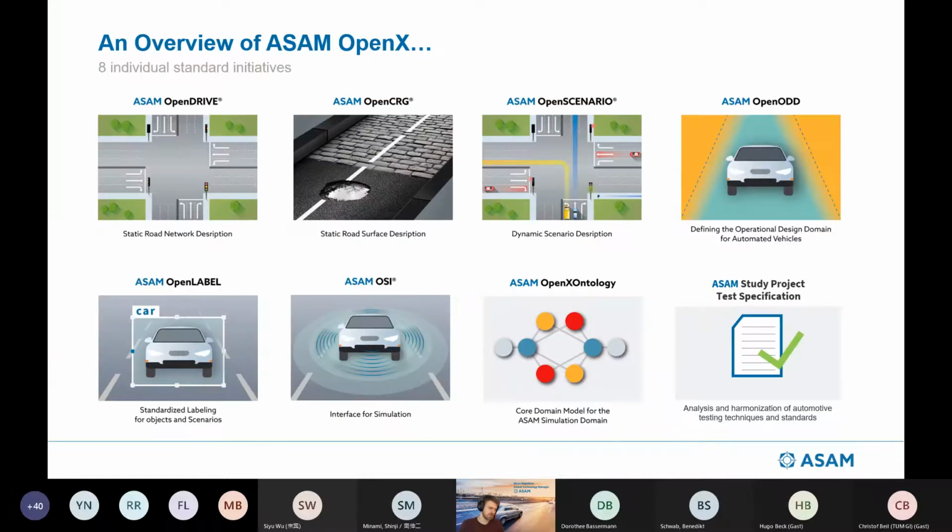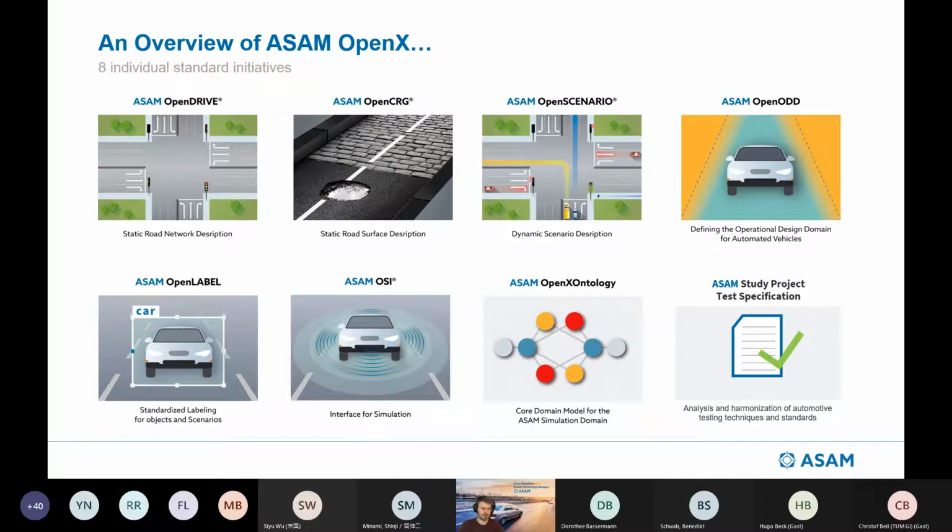So just as the first overview, these are all the standard initiatives and standard paths we have in the simulation domain. So Dorothee already showed that previously. Here I've included also the initiatives that are not standards yet, like OpenODD, OpenX ontology, and the study project test specification, where there might be a few projects coming out of it. And we'll see what they bring for us.